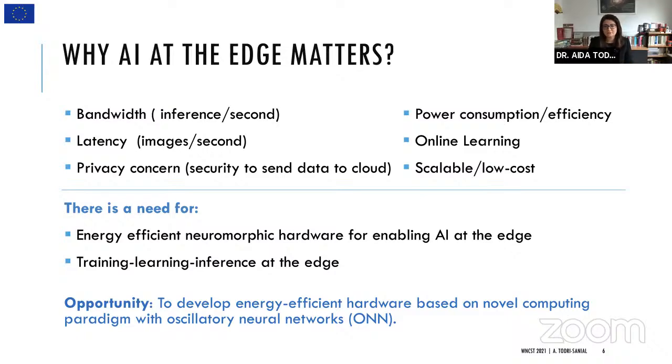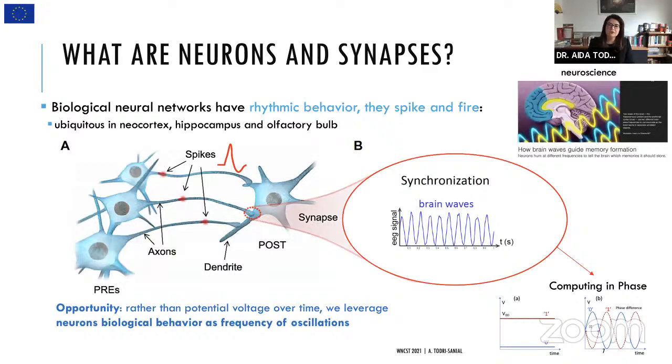So what has been our focus is to look into how to better emulate neurons and synapses. Biological neural networks have rhythmic behavior, so they spike and fire. And they are ubiquitous in the neocortex, hippocampus, and olfactory bulb. From neuroscience, we know that synchronization, so the brain waves, also guide the memory, or how memories are stored, and also how they are triggered and enabled.